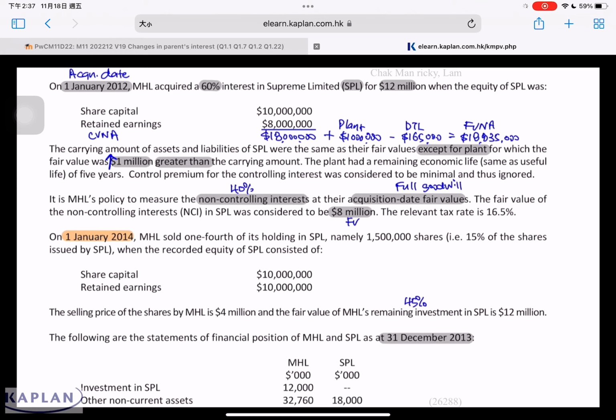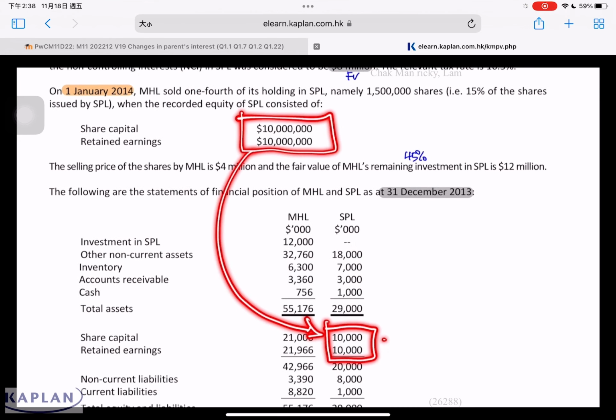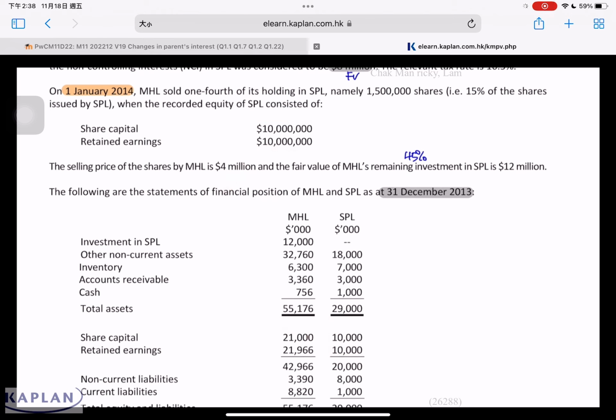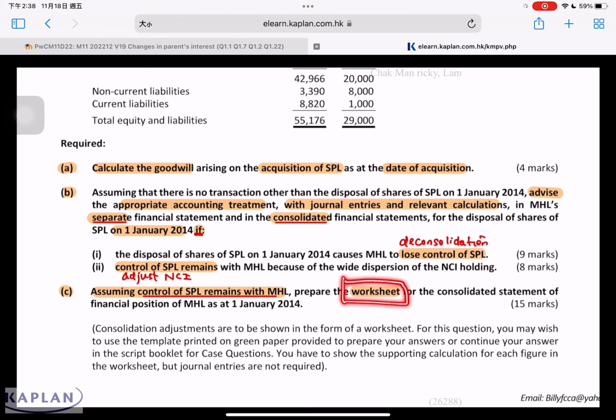At the date of the disposal of 15%, this represents the carrying value of net assets at the date of disposal. This amount is the same amount here, because this figure is 31st December 2013 and this figure is 1 day after, 1st Jan 2014. The question is silent, so we assume these two figures are the same. MHL sold the 15% for $4 million. The remaining 45% has a fair value of $12 million. Prepare the worksheet on 1st Jan 2014 after the disposal of 15%, assuming that the control is unaffected. You must come up with some workings.